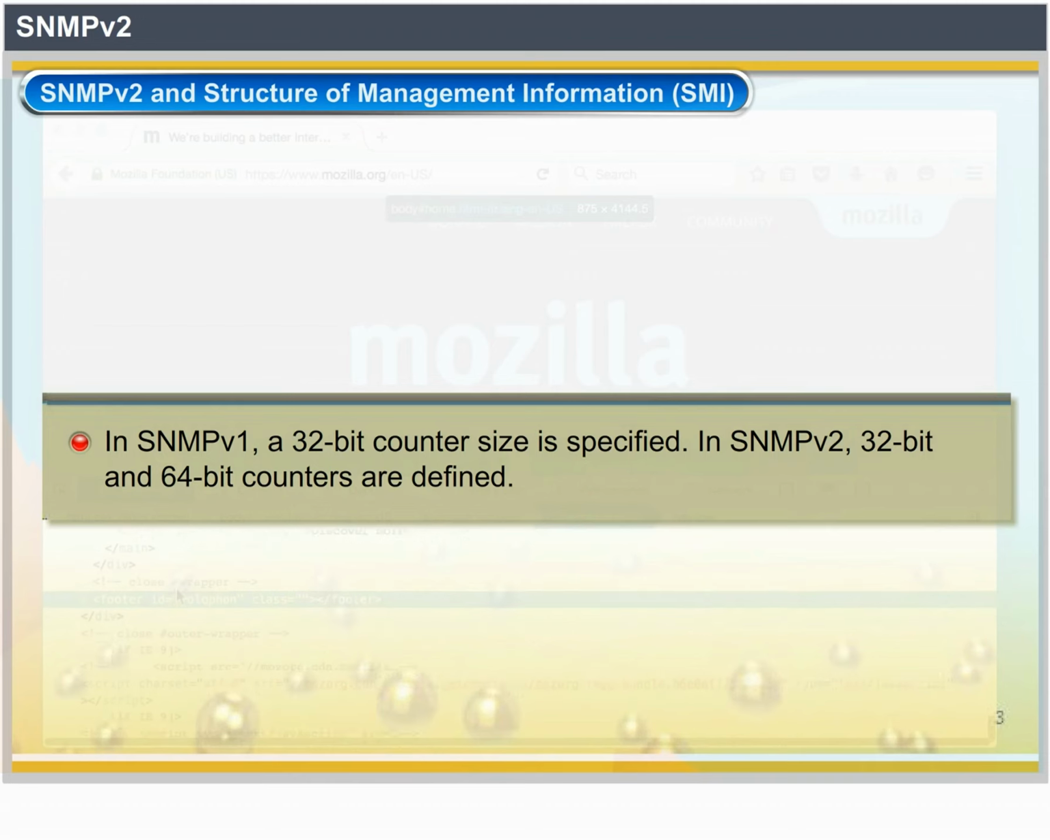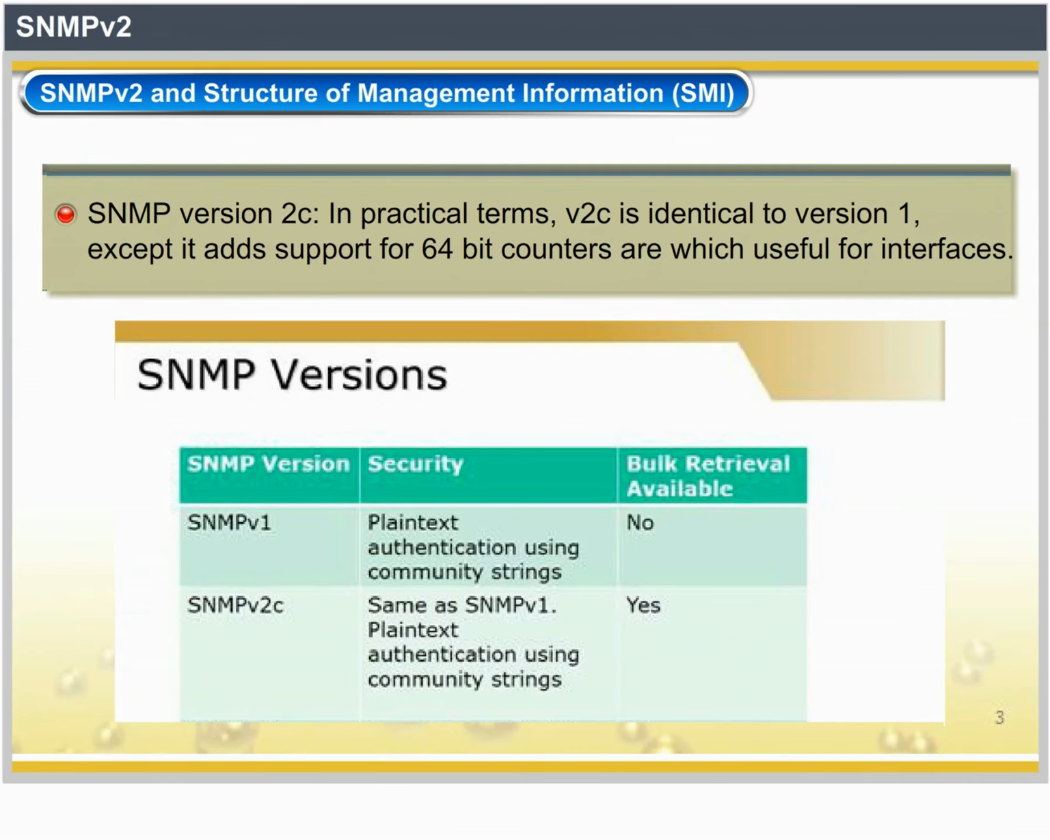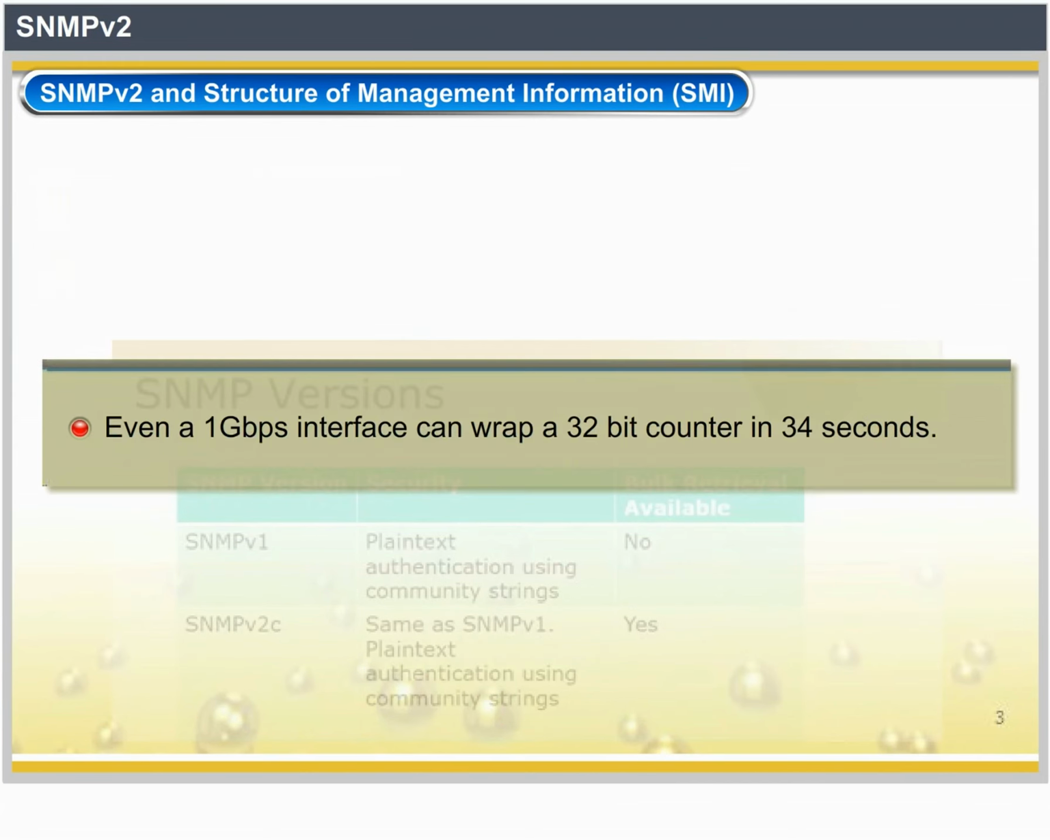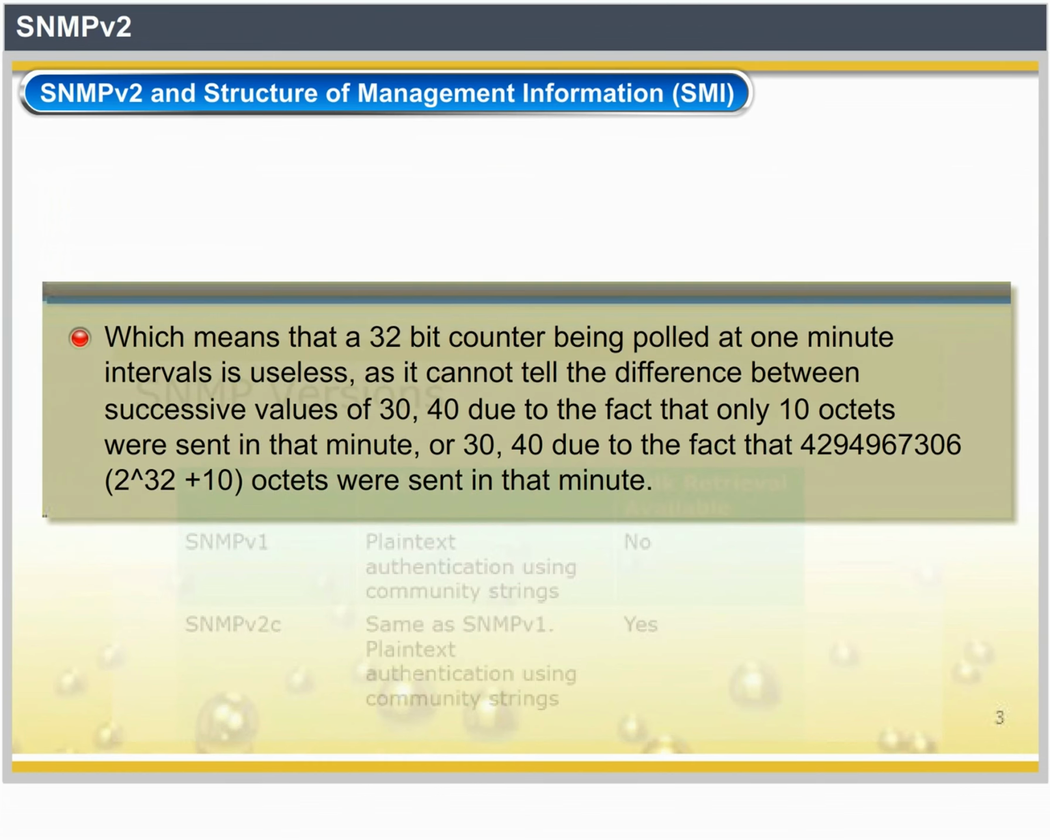SNMP version 2c. In practical terms, v2c is identical to version 1, except it adds support for 64-bit counters, which are useful for interfaces. Even a 1 Gbps interface can wrap a 32-bit counter in 34 seconds, which means that a 32-bit counter being polled at 1-minute intervals is useless, as it cannot tell the difference between successive values of 30, 40 due to the fact that only 10 octets were sent in that minute, or 30, 40 due to the fact that 4294967306, that is 2 to the power 32 plus 10, octets were sent in that minute.